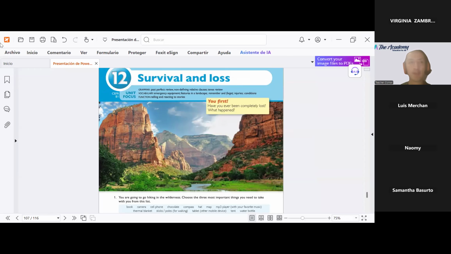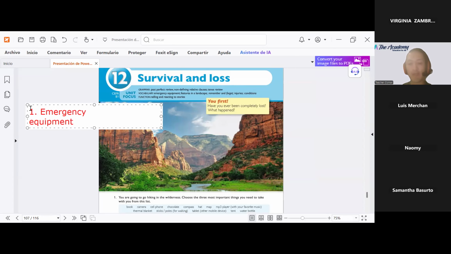First of all, we are going to start learning. The first thing that we are going to identify is all about emergency equipment. We are going to learn this vocabulary that is related to emergency equipment. Afterwards, we are going to do a listening activity, also related to emergency situations.